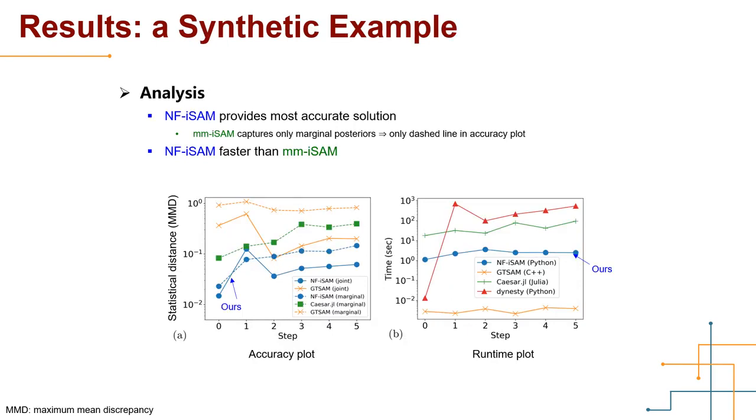We end our results section with a quantitative analysis. The figure on the left shows statistical distance between our solutions and the reference solution on the synthetic example. NF-iSAM reaches the lowest distances across different time steps, which indicates consistently better accuracy than iSAM and MM-iSAM. The figure on the right shows runtime of different methods. Despite our Python implementation, NF-iSAM is faster than MM-iSAM.